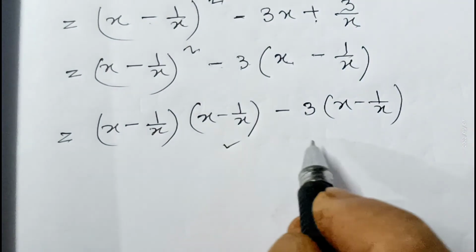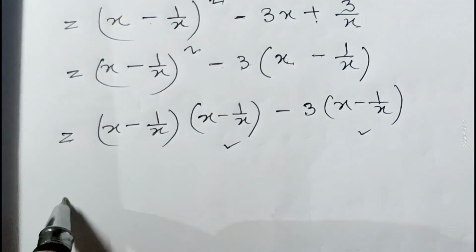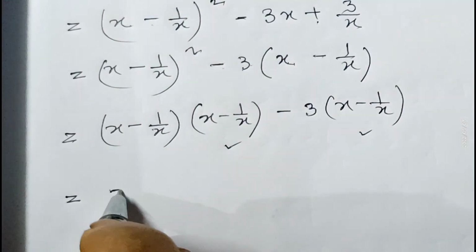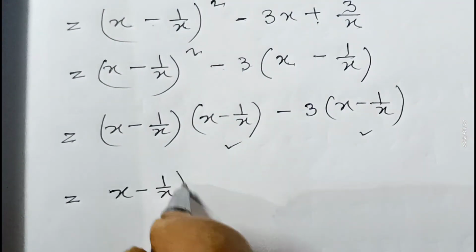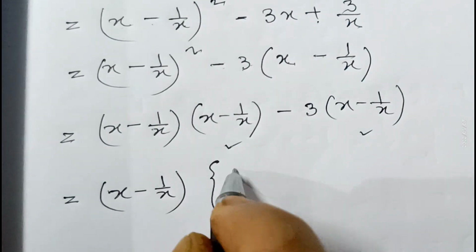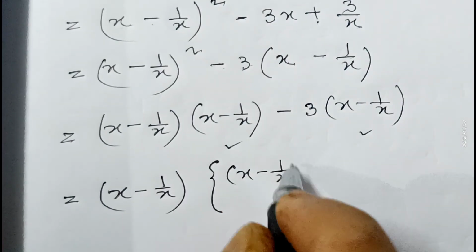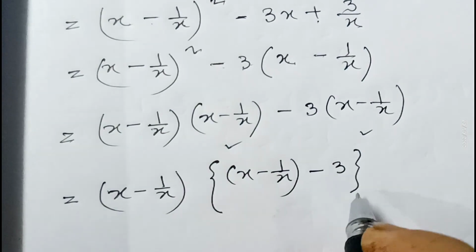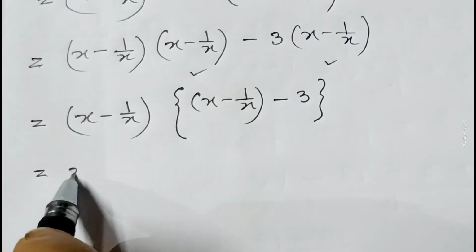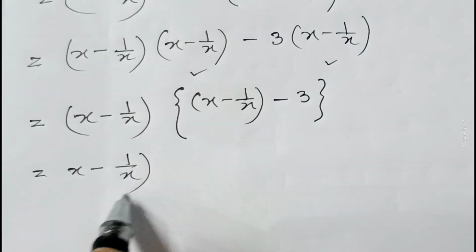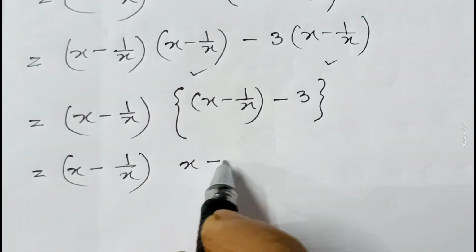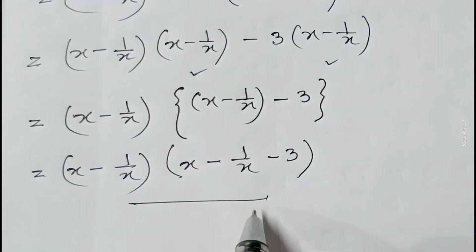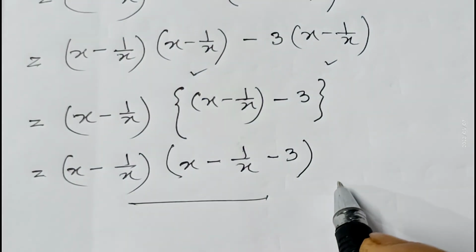Now, x minus 1 by x can be taken common, since it is present in both the terms. So we write x minus 1 by x common, and we are left with x minus 1 by x minus 3. So we are going to get x minus 1 by x, then x minus 1 by x minus 3, which cannot be further simplified. So this is the required answer.